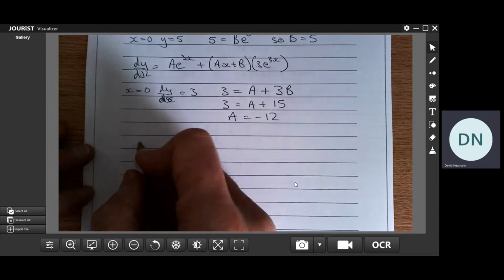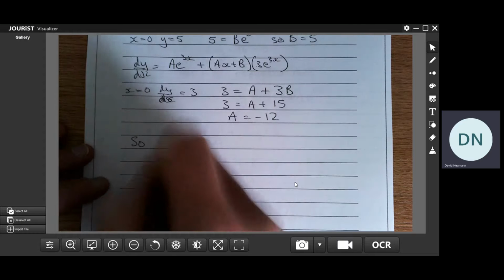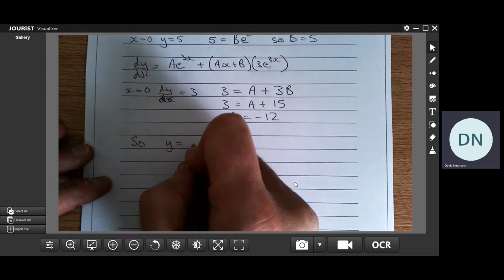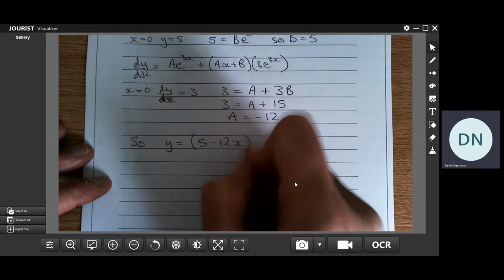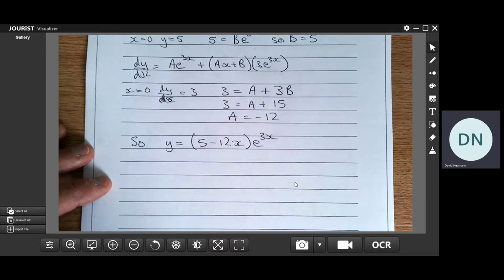So that means that our particular solution is y is equal to (5 minus 12x) e to the 3x.